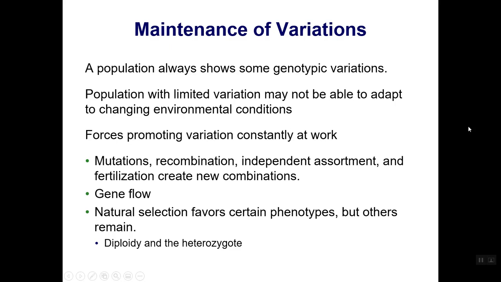Okay, maintenance of variation. So a population always shows genotypic variations. And populations with limited variation may not be able to adapt to changing environmental conditions very well. Think of it like this. Let's say that we have a culture of bacteria that are growing on a nutrient agar that contains glucose.